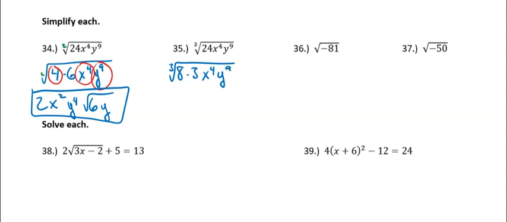And now I take the cube root of each perfect cube. So here the cube root of 8 is a 2, so I put a 2 on the outside. Once again, the cube root of 3 is not something that I can easily do, so I just leave that 3 underneath.